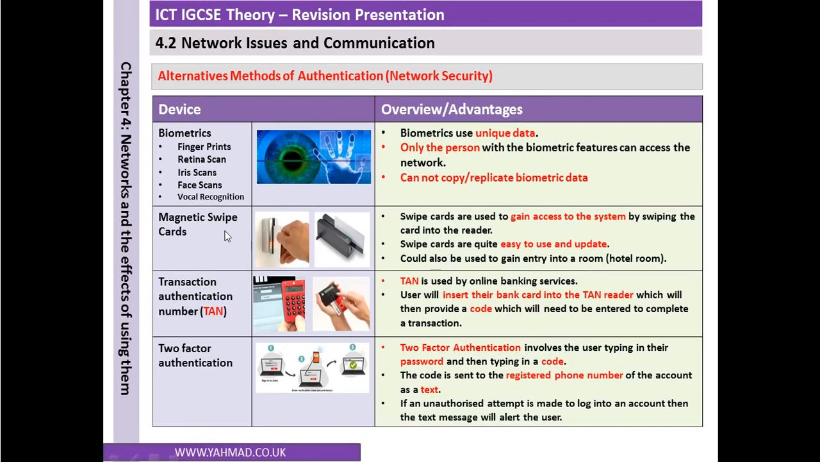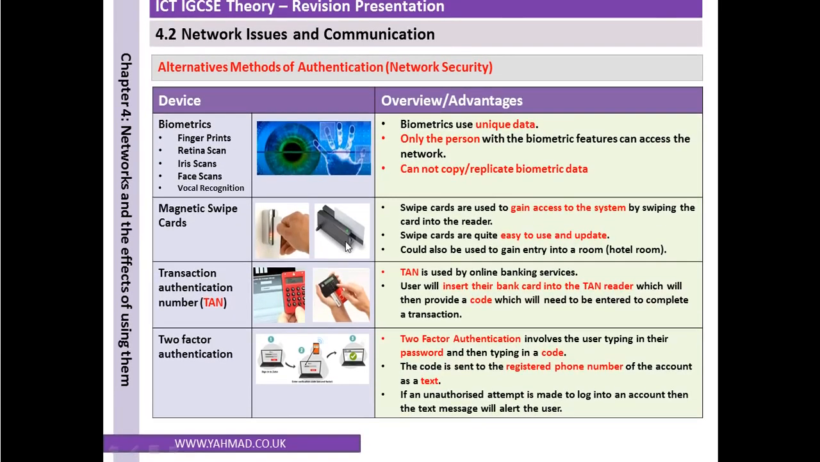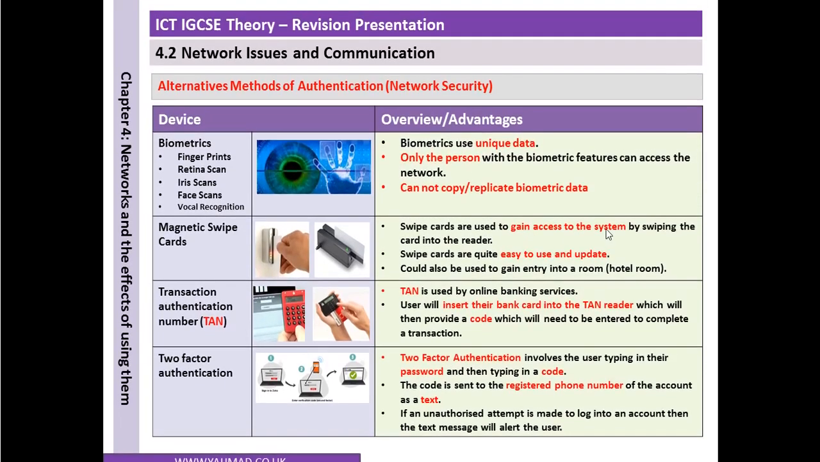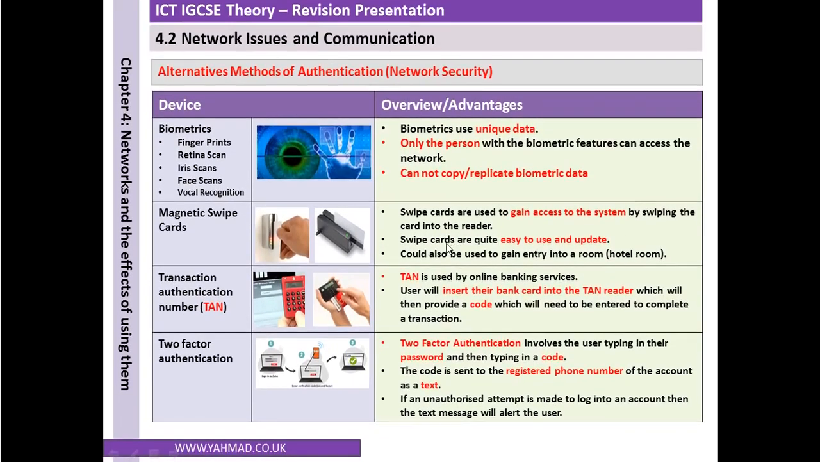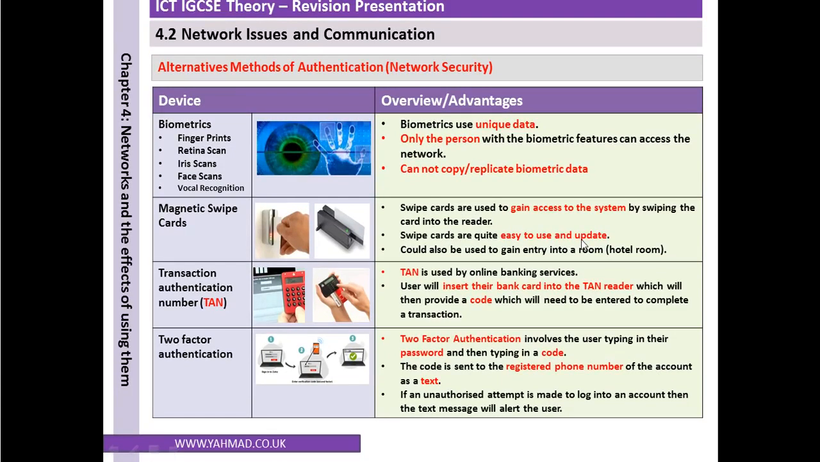Okay, magnetic swipe cards also could be used as a method of authentication. Swipe cards are used to gain access to a system by swiping a card into the reader. Swipe cards are easy to use and update. They could be used to gain entry into a room, a hotel room, for example. So the card would have to be swiped to gain entry into a room. The disadvantage of a swipe card is if it's lost, then anyone could use that card to gain access or gain entry.